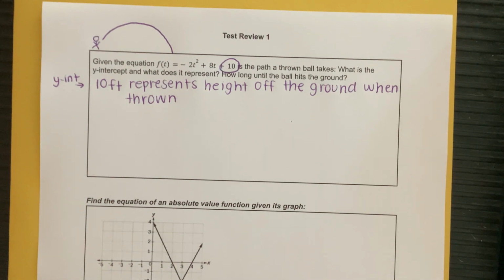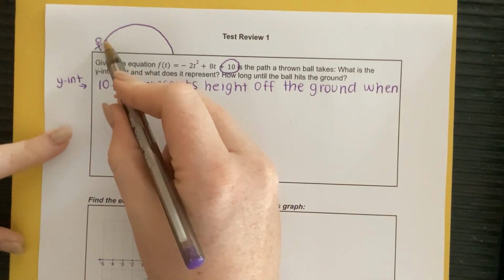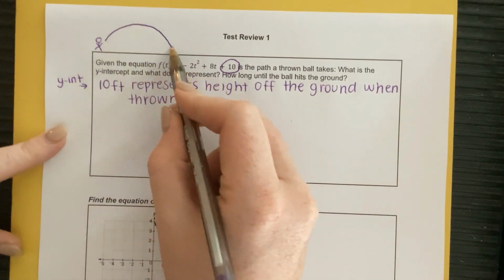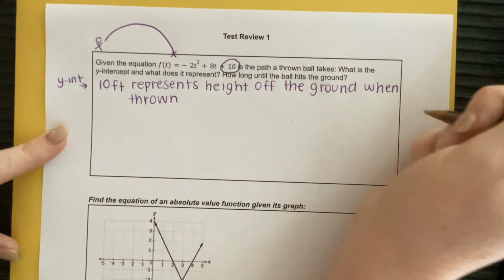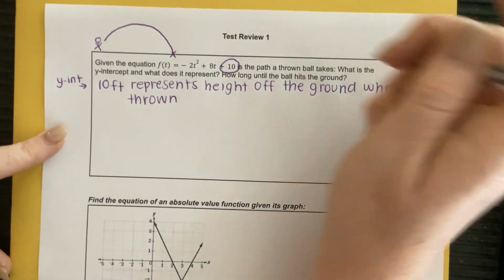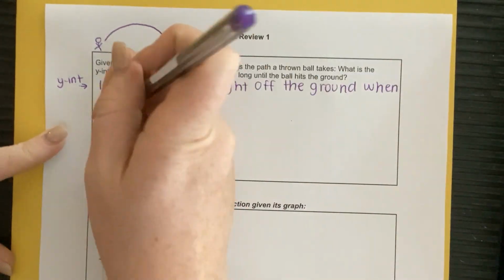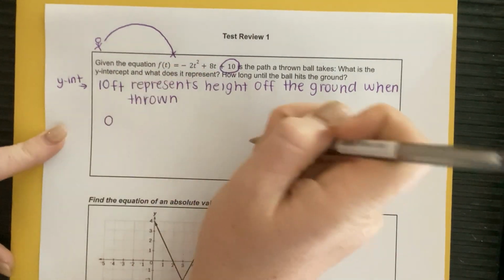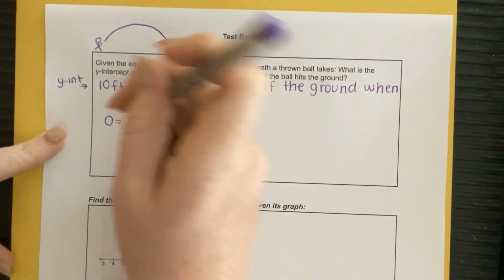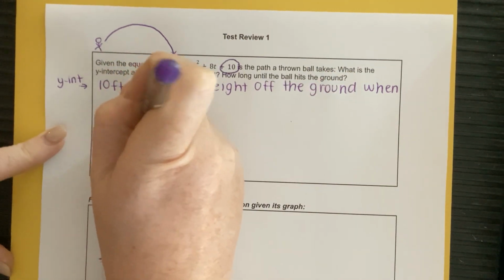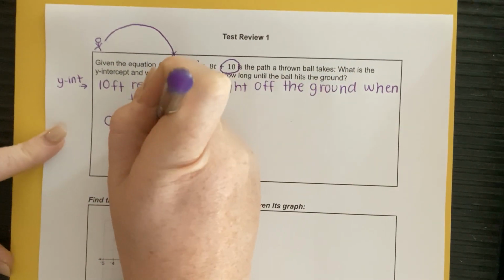Okay, the next thing's asking how long till it hits the ground. So when you throw a ball, here it goes, and then it hits the ground right here. Well, when it hits the ground, your height is 0 feet, which means your y value is 0 feet. So if we come over here and we plug in 0, then we're going to try to work our way through and solve.